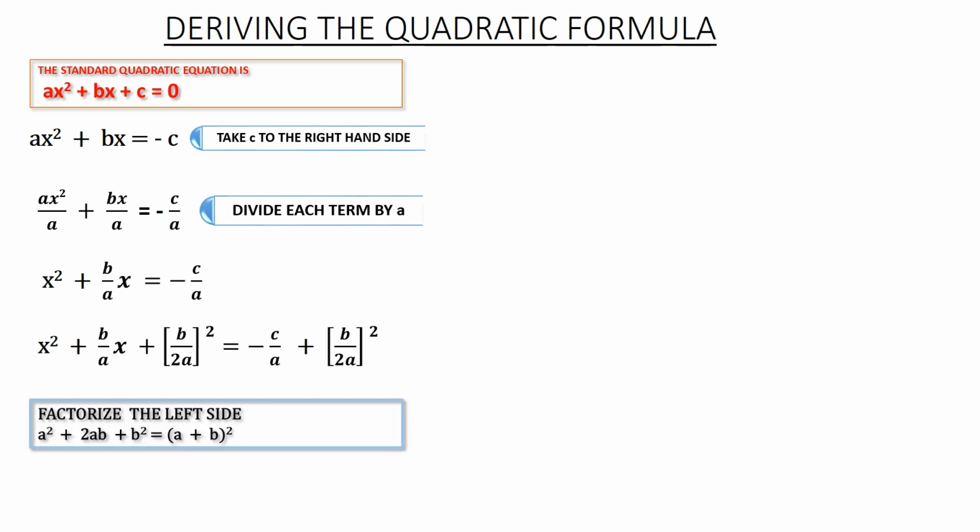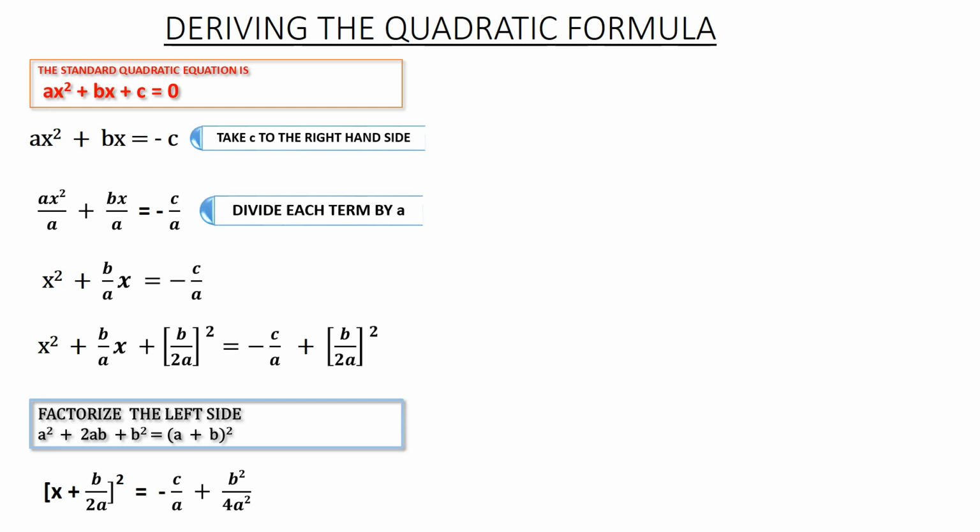Now, if we look at the left hand side, it's actually a perfect square in the sense that it can be expressed in the form a plus b squared. So we're just going to find the square root of x squared and the square root of b over 2a squared. And so now we do have x plus b over 2a squared is equal to minus c over a plus b squared over 4a squared.